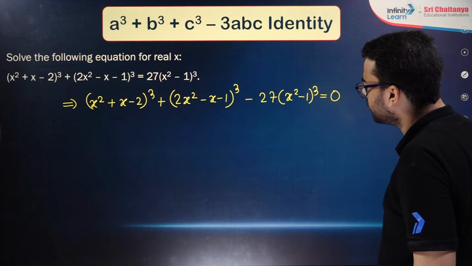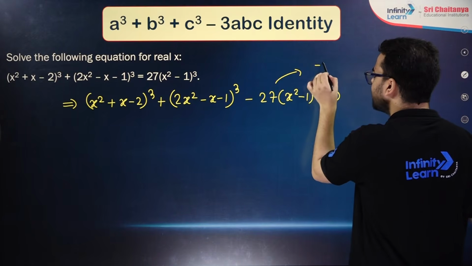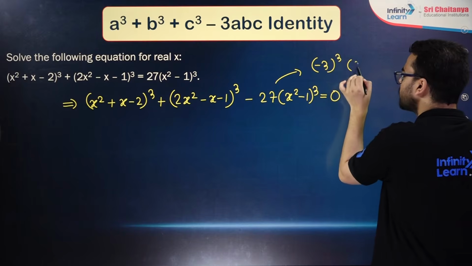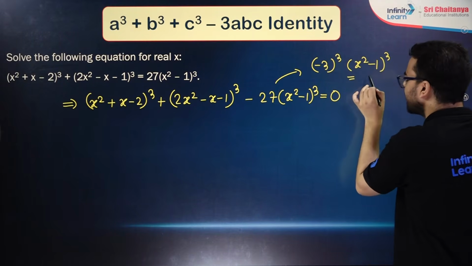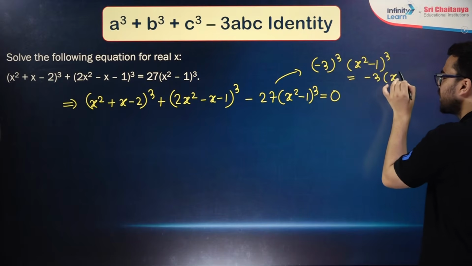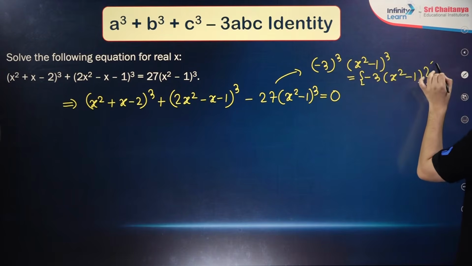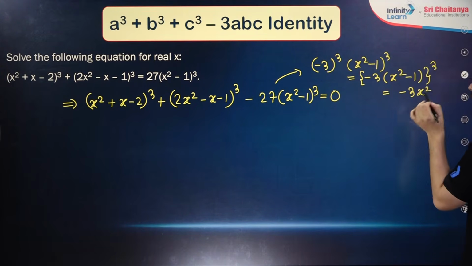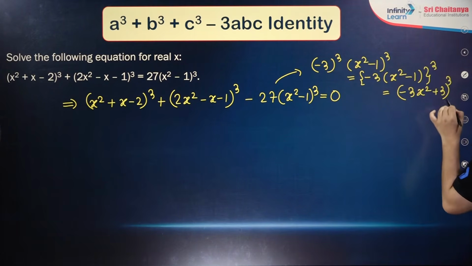That is 0 only. Now basically if you see this expression, minus 27 is minus 3 cube. Is that clear? And then you have got x square minus 1 the whole cube. Then you can write it like this, minus 3 into x square minus 1 the whole cube. Obviously you can do that, guys. So this is basically minus 3x square plus 3 the whole cube. I hope it's clear, right?